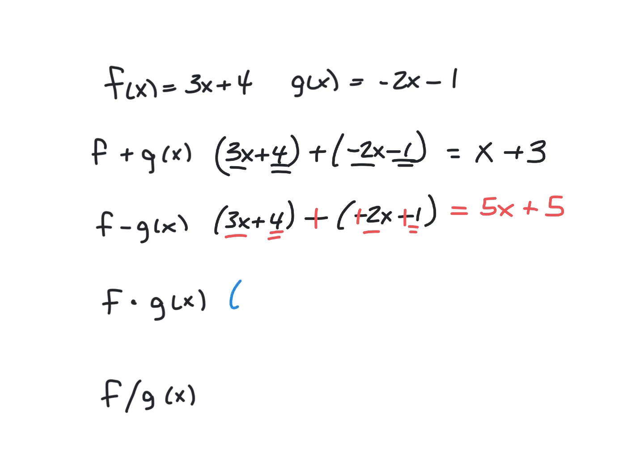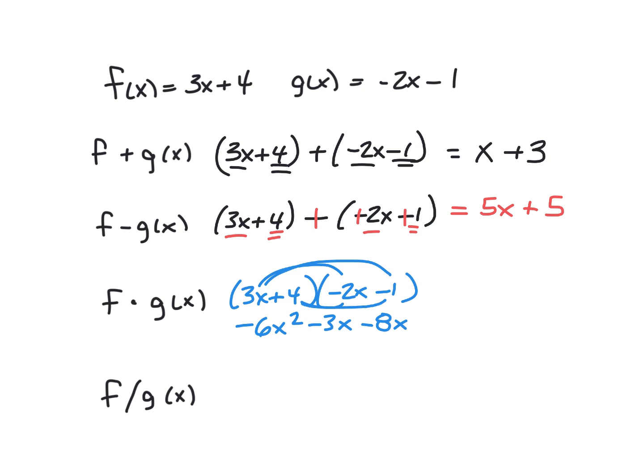Multiplication, now I've got 3x plus 4. I'm multiplying by negative 2x minus 1. These are both binomials, so I'm going to FOIL. So you'd have a negative 6x squared minus 3x minus 8x minus 4. Combine those like terms. And your answer is a quadratic there, a second degree polynomial.